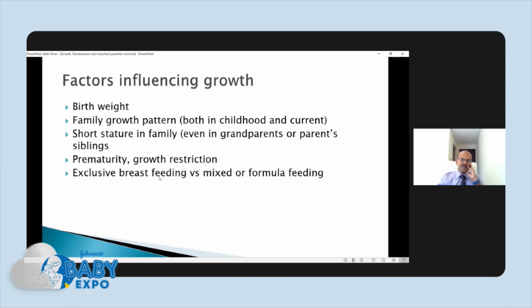I mentioned that the breastfed babies grow at a slower pace relatively. There is a higher chance of overfeeding in formula feeding babies.